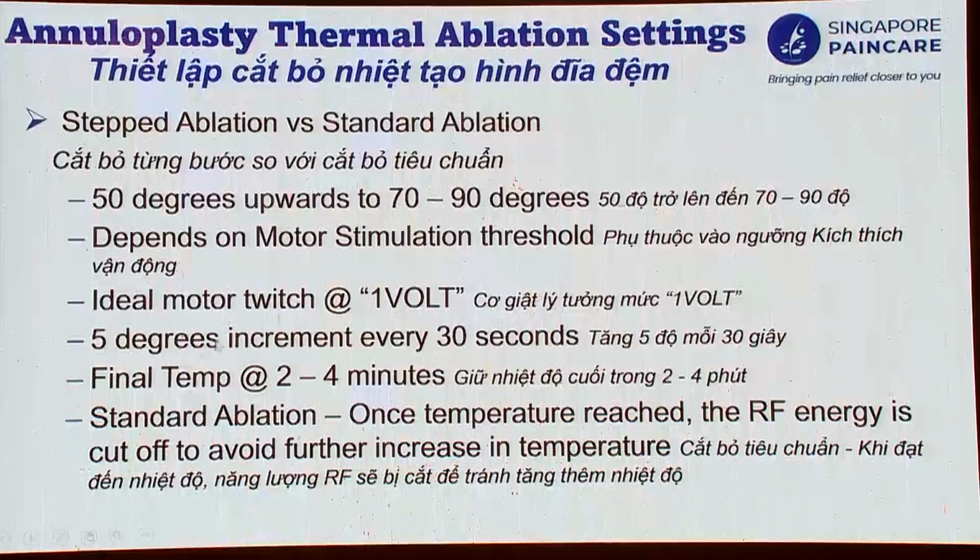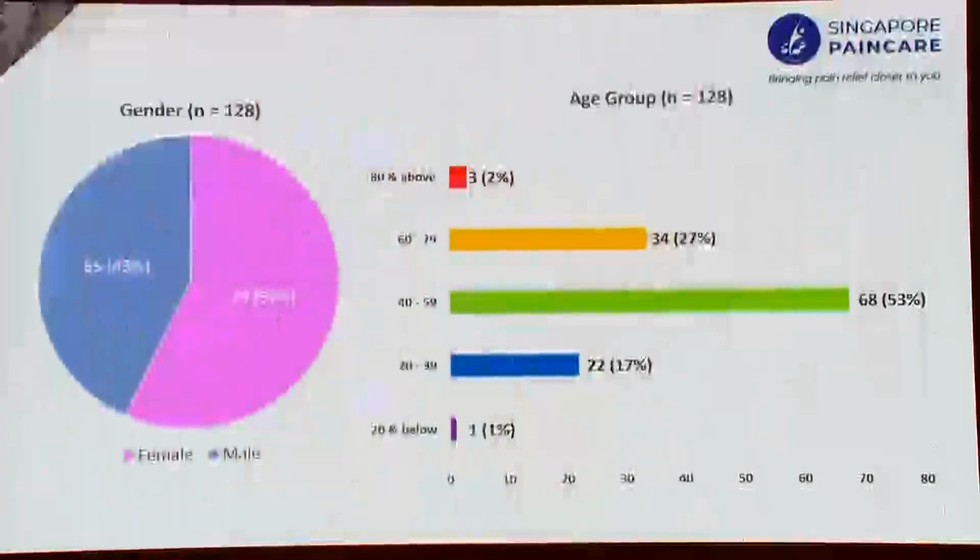So we will start from 5 degrees all the way up to 70 degrees or 90 degrees every 30 seconds. And once the energy or the temperature is reached, the radio frequency will be cut off. And that's the problem about the standard ablation, whereby it ramps up the temperature too fast and it doesn't have a so-called built-up kind of a threshold.